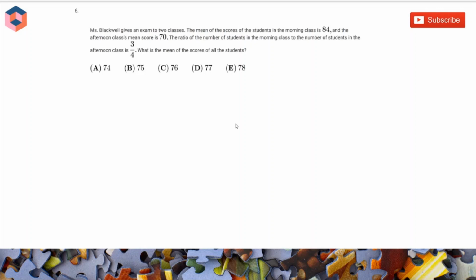Now they forgot to tell us something, or they chose not to tell us something. The number of students. They gave us this ratio. But when we only have the means and the ratios, it doesn't actually matter the actual number of students. So we can just assume that there's 3 students in the morning and 4 students in the afternoon. That still maintains this 3 to 4 ratio, and it makes it simple for us. So now the total sum is 3 times 84 plus 4 times 70. And since there's 7 total people, we divide by 7.